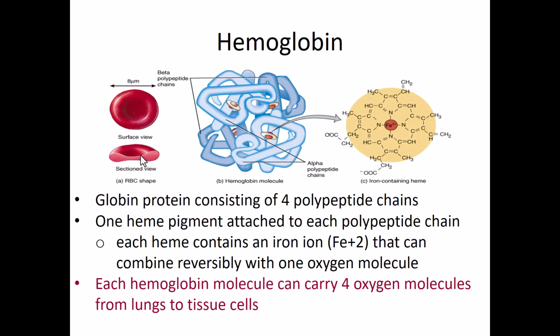And the hemoglobin is going to be a large quaternary structure. So you've got an iron molecule in the middle of each of those 4 polypeptide chains. So we call each of those little things that look like Saturn here a heme. And the heme, as you see here in the molecular structure, has an iron in the middle. And the important thing about that is the iron can reversibly bind to one oxygen molecule. So it's important that it reversibly binds so that oxygen can come off where it is needed. So each hemoglobin can carry 4 oxygen molecules from lungs to your tissue cells.